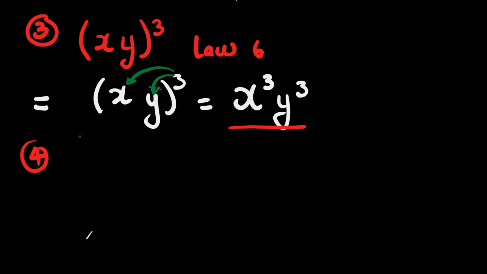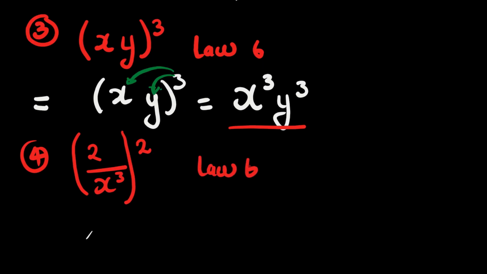Question number 4 is written this way: 2 over x to the power of 3, and this is all to the power of 2. Now, which law can best solve this question? By the look of things, it is still law number 6. Yes, it's still law number 6. So let us see how.